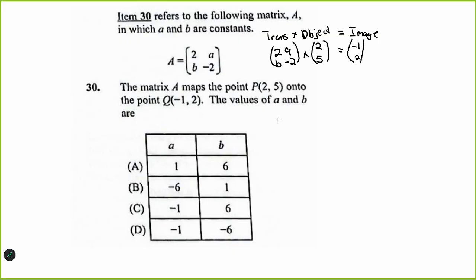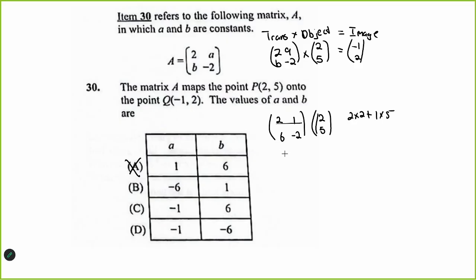Right? So the first one is 1, 6, so you're going to have 2, 1, 6, negative 2, multiplied by 2, 5. And let's see if they give you negative 1, 2. So it is row by column. So that's 2 multiplied by 2 plus 1 multiplied by 5. 2 by 2 is 4. 1 by 5 is 5. 4 plus 5 is 9. We want negative 1 on top. So cancel this now. It can't be that one. You don't have to finish the entire thing, but you do need to check to see if on the top you get a negative 1. And then the bottom part, you'll check to see if you get 2.